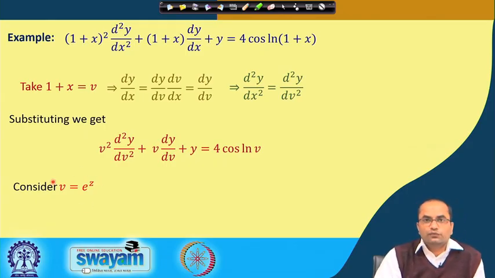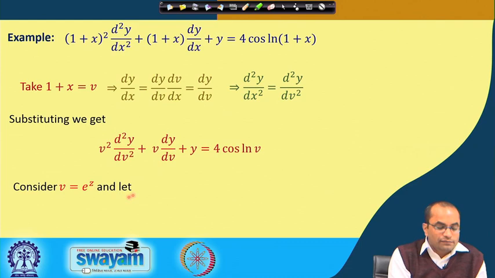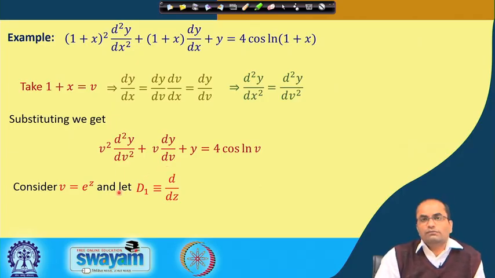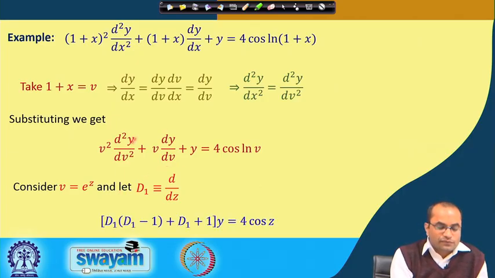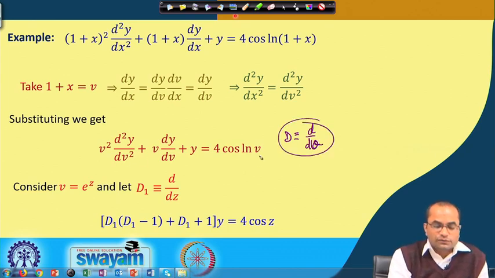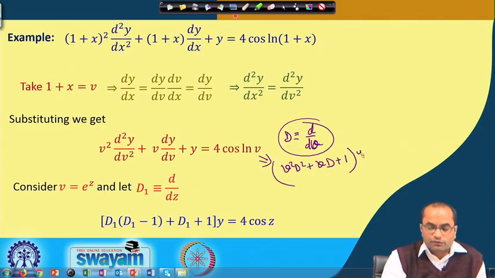So, we will substitute here this v, the independent variable, in the form of exponential z, and then by doing this substitution and assuming a new operator D 1 in terms of d over dz, our operator D here is d over dv, and the new operator D 1 will be d over dz. With that change of variable, v square d 2 y over dv square, or v square D square, we can write in terms of D. If we define the operator D as d over dv, because our differential operator is written in terms of v, then this equation will be like v square D square plus v D plus 1 operated on y. The right hand side is 4 cos ln v.